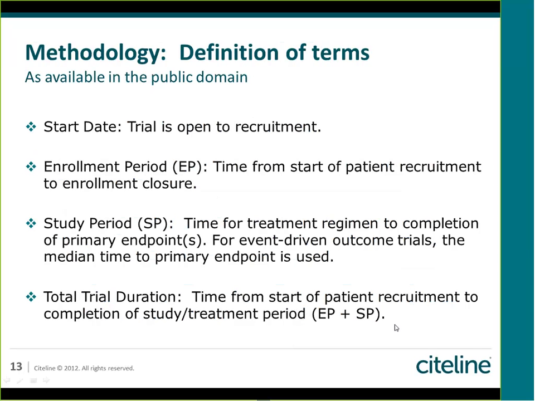So to summarize that, in the last few slides, I've shown basically how we get our dates, our enrollment periods, our study or treatment periods from the public domain sources. And often our total trial durations can be determined by the sum of the enrollment period and the study period. In some cases, we don't have discrete enrollment periods or study periods, but we do have a total trial duration, which might have been disclosed publicly as that discrete total trial duration.